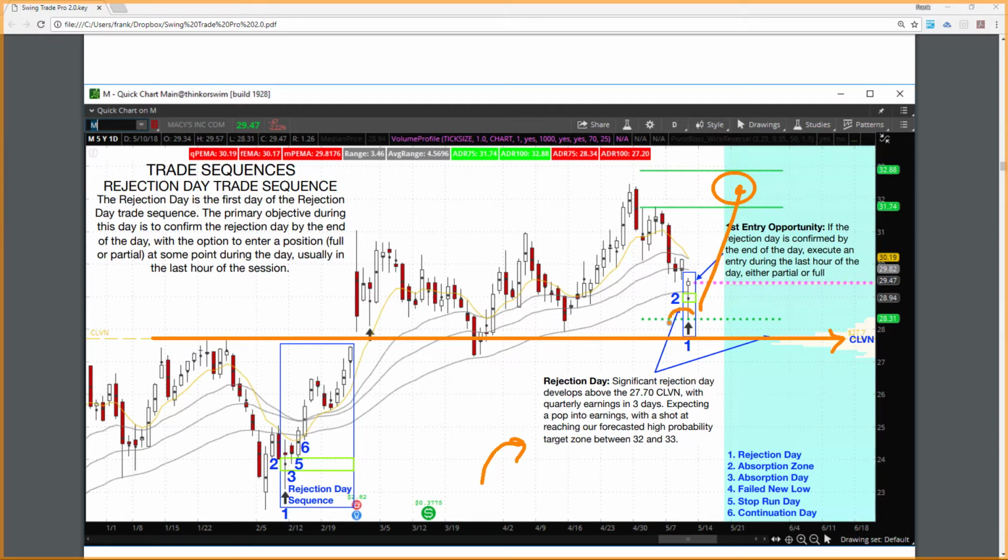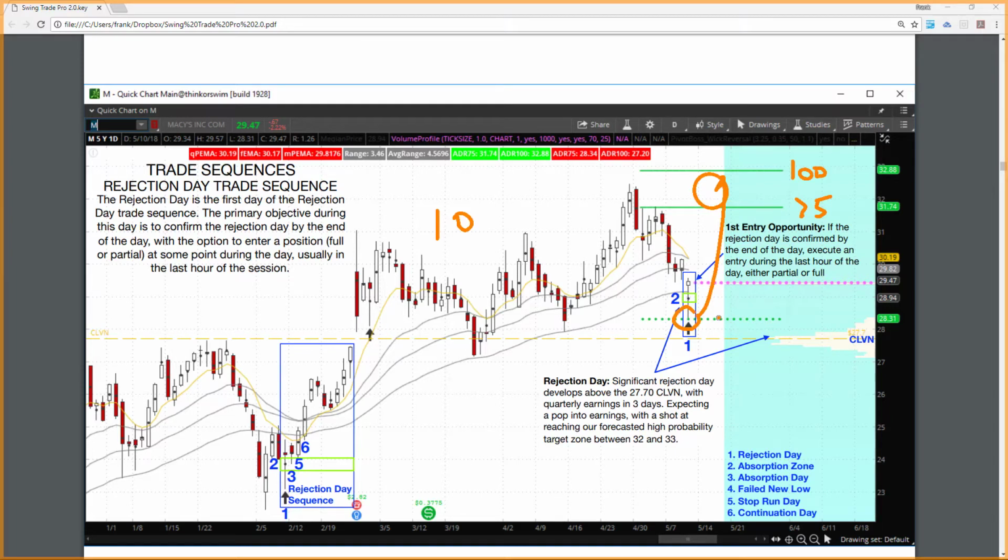So again, we're forecasting from this low, because if this is a rejection day, then we can look at this low as being the low for that move. Maybe not the low forever, but the low for the next 1 to 3 weeks, right? And so if that is the low, we can use this low to forecast higher average monthly range and 75% of average monthly range over the last 10 months. And that's how I get these targets.